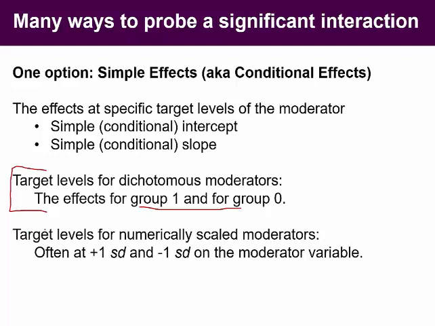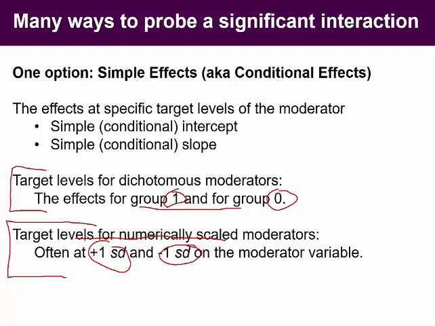If we had a numerically scaled moderator, we could pick two values. Like we could say, what's the intercept and slope for people who are one standard deviation above the mean? What's the intercept and slope for people who are one standard deviation below the mean? So we could just pick two values on our moderator if it was numerically scaled. In our example here, we've got a moderator that's just two groups, and it's fairly obvious what two values we want to pick. We want to pick 1 for people in group 1 and a 0 for people in group 0.